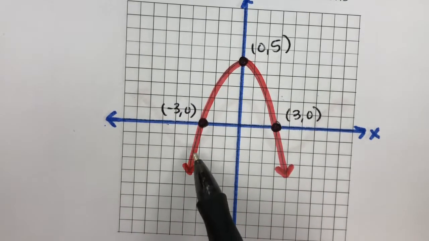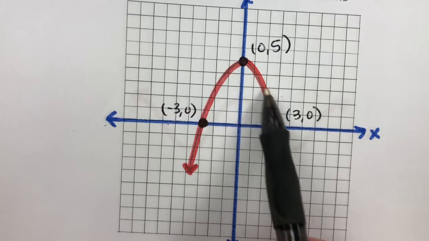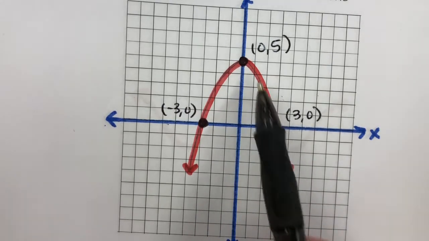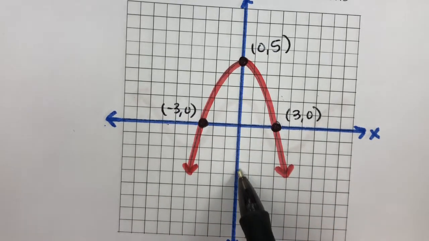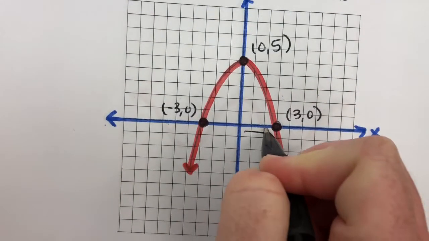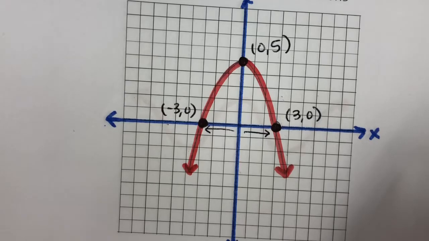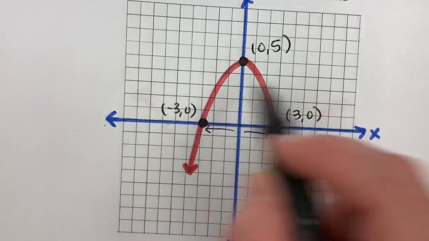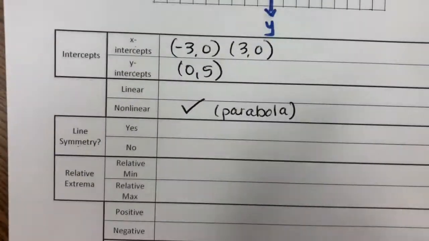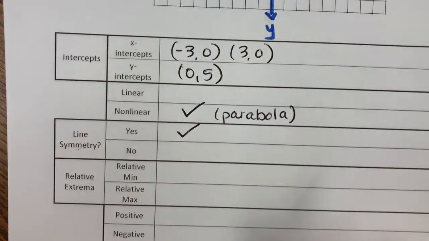It's not a very good drawing, but if this was drawn correctly, then yes, it's symmetrical, right? I could fold it along the y-axis. It's 3 units this way, 3 units this way. Everything looks symmetrical. So this does have line symmetry. It's mirror images, half and half. So we're going to say yes.